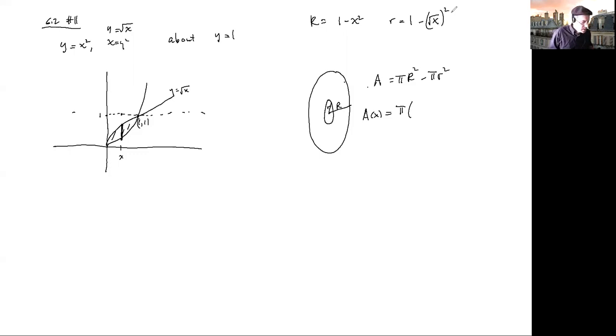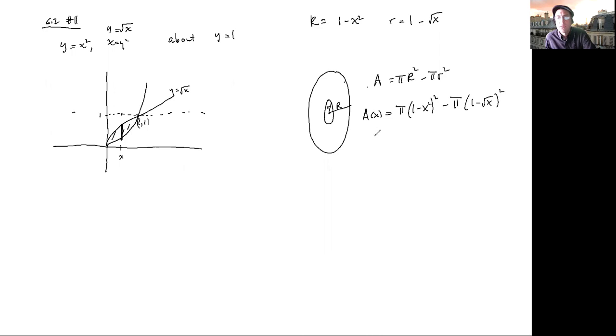Did I say that right? No, that's not right. I believe I wrote that wrong. Let me correct myself. It's 1 minus the square root of x itself, right? So we're going to get pi times (1 minus x squared) quantity squared minus pi times (1 minus the square root of x) quantity squared.